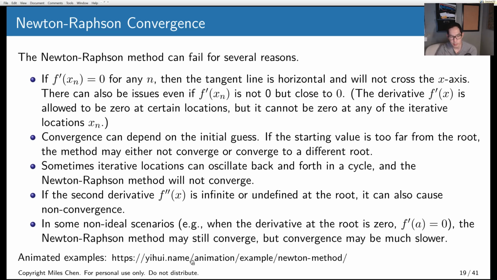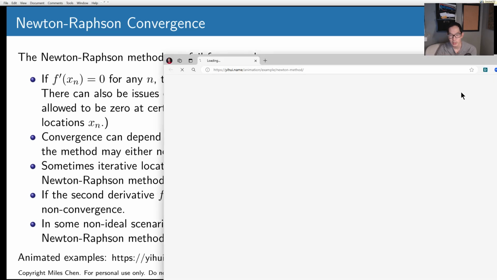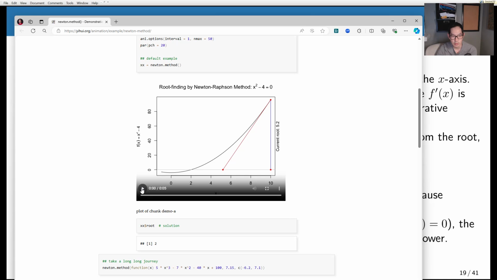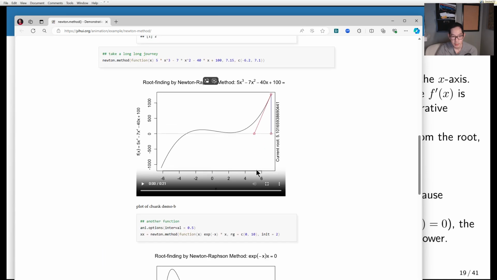We have a few examples. So here, let me just pull up this site. Okay, so this is a well-behaved example. It starts off and it follows, and there it goes to the root right there, okay? Okay, so here's one where we run into some problems, okay? So here's a location. It's not a root here.